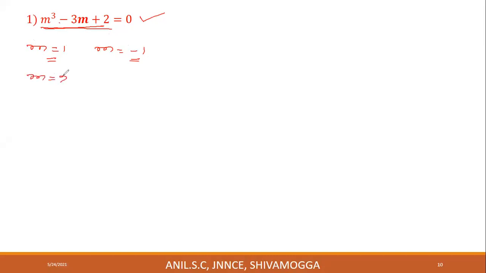Next, you check m is equal to 2 and m is equal to minus 2. If you get 0 is equal to 0, 2 is a root. Otherwise, check m is equal to minus 2, m is equal to plus 3, m is equal to minus 3. Within this, you get a root.